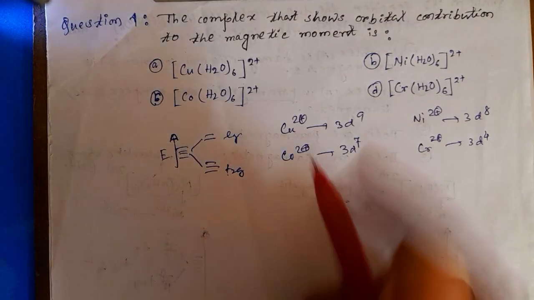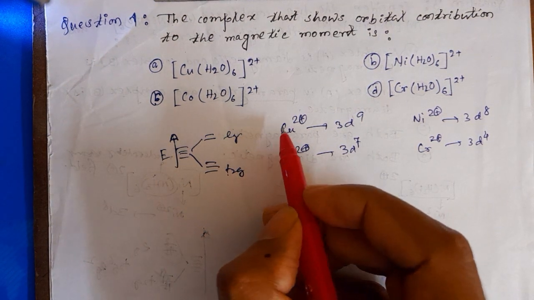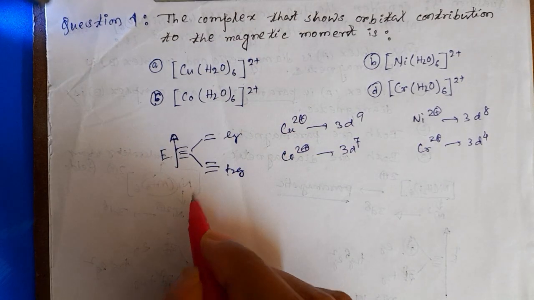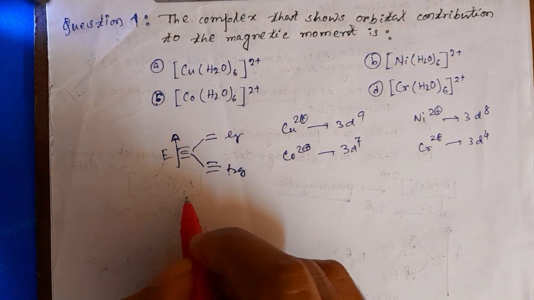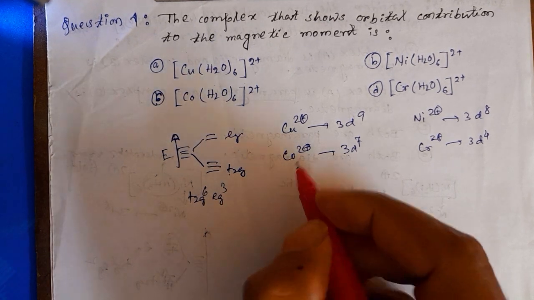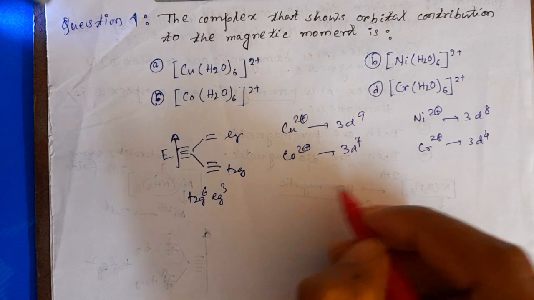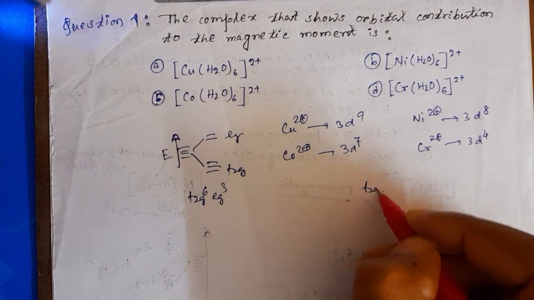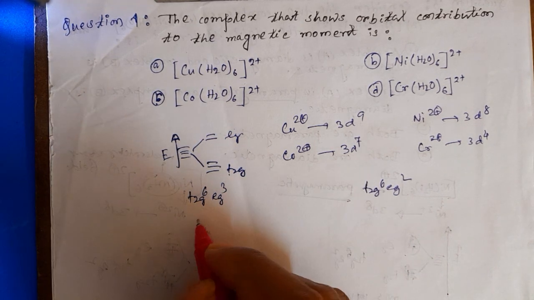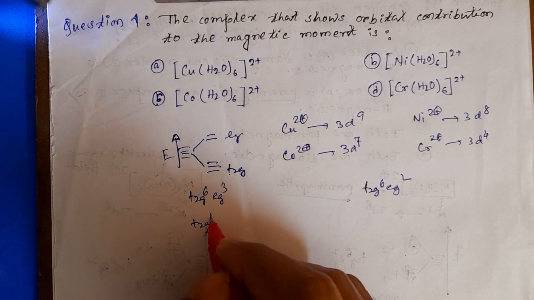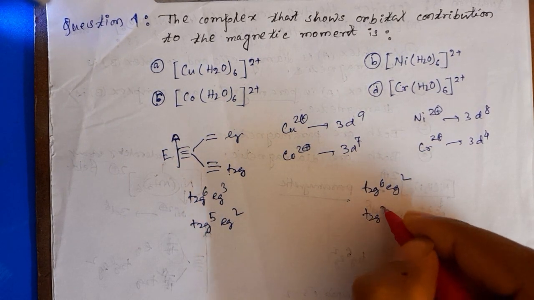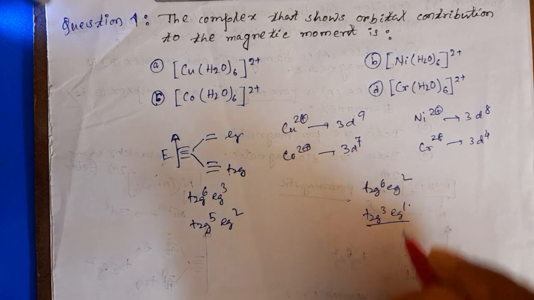Now if you try to find out their electronic distribution, for the first complex, what will be the electronic distribution? It is t2g6 eg3. For the next complex, nickel, it is t2g6 eg2. For the third complex, it is t2g5 eg2, and the last one is t2g3 eg1.